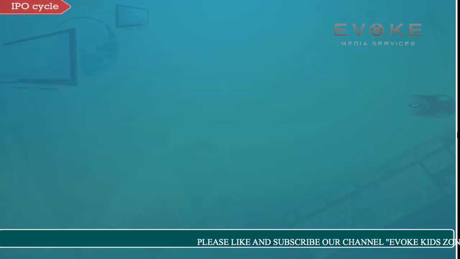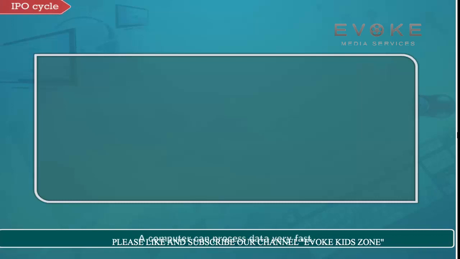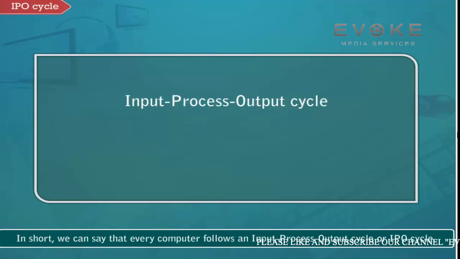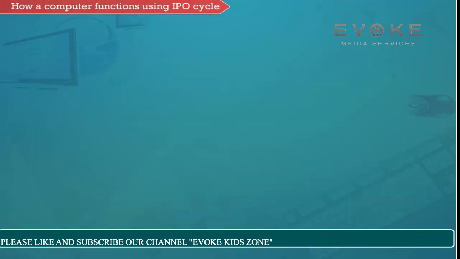IPO cycle. A computer can process data very fast. It first takes the data as input, processes it according to the given instructions and then gives an output. In short, we can say that every computer follows an input process output cycle, or IPO cycle. How a computer functions using the IPO cycle.